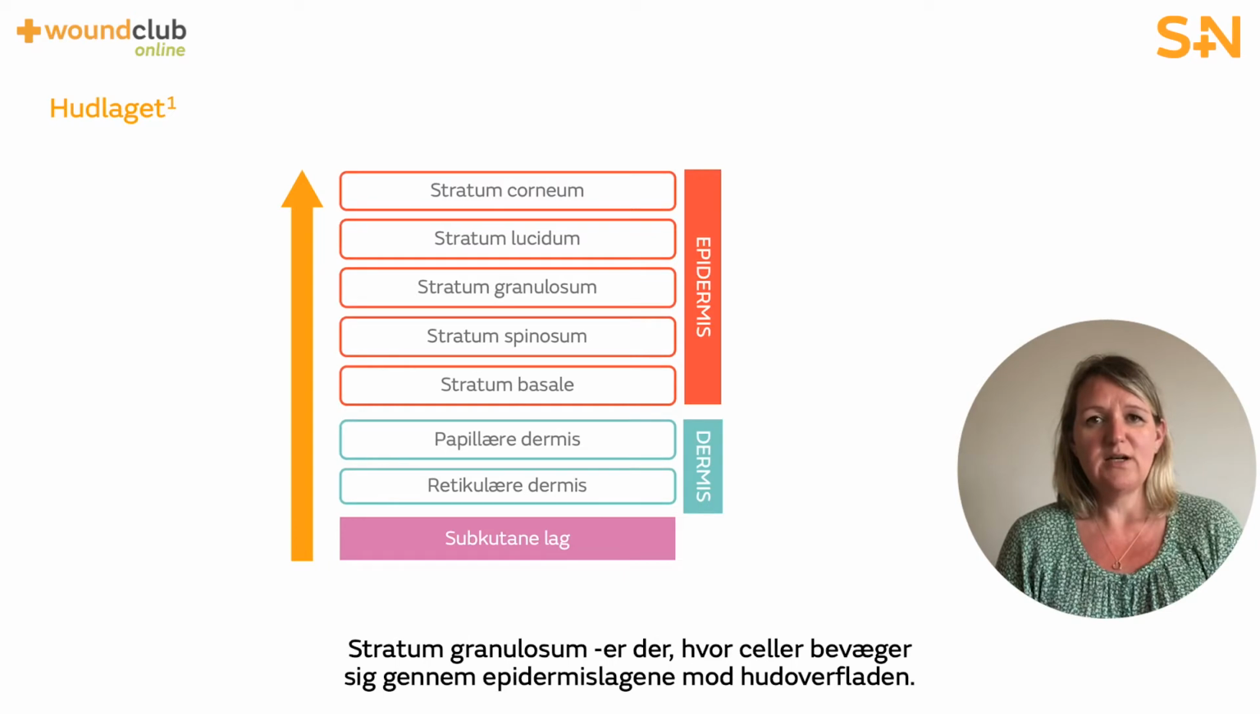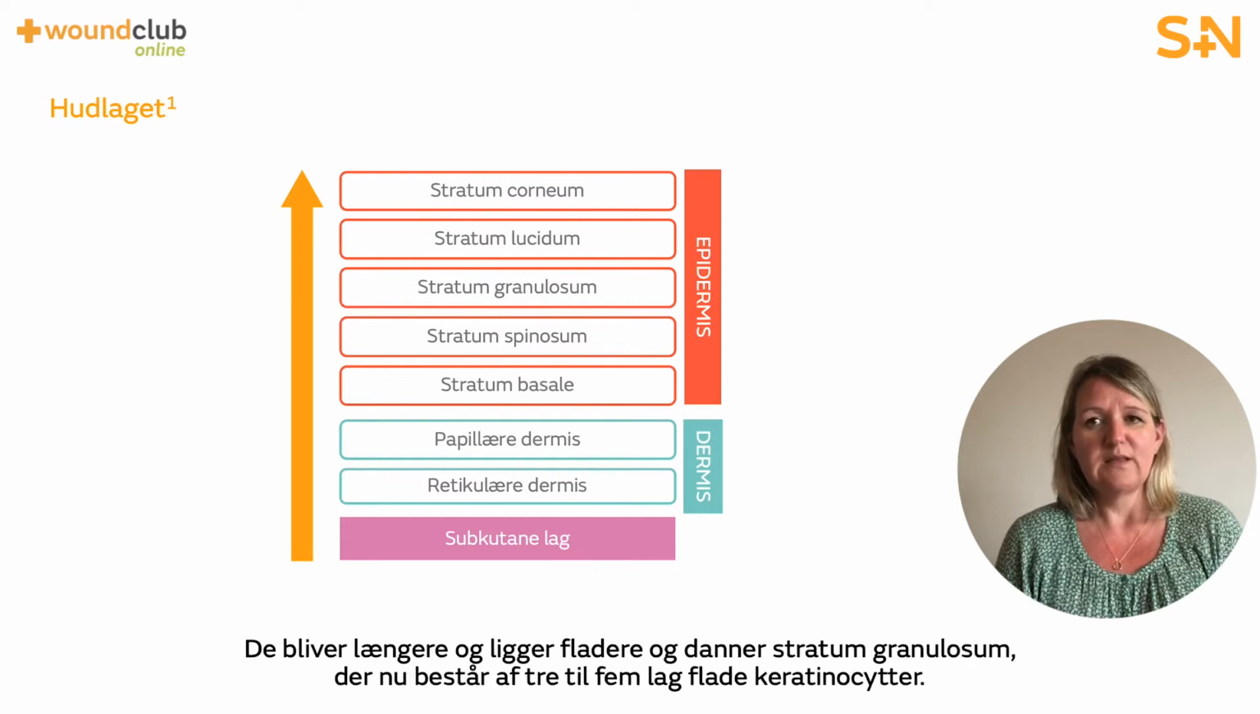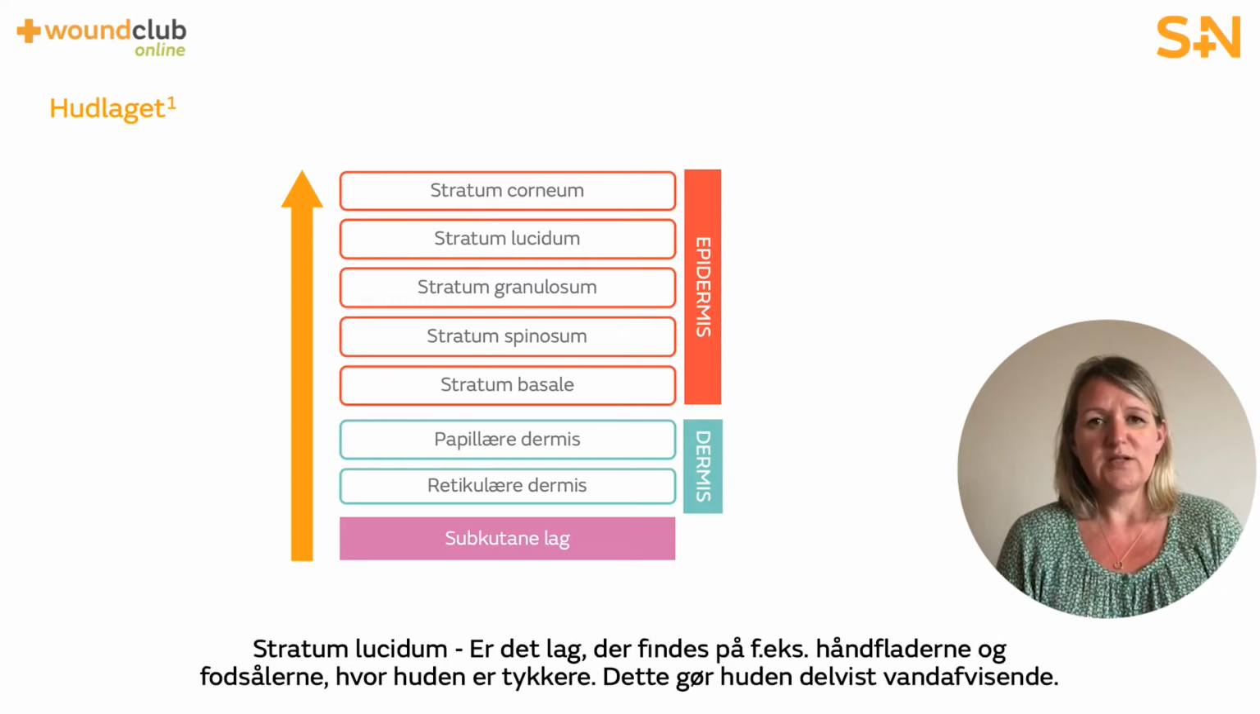The stratum granulosum is where cells that travel through the epidermal layers towards the surface of skin become longer and flatten horizontally. This layer is composed of 3 to 5 layers of flattened keratinocytes. The stratum lucidum is a layer that is found in areas such as palms of the hands and soles of the feet where the skin is thicker. This layer provides some degree of waterproofing to the skin.